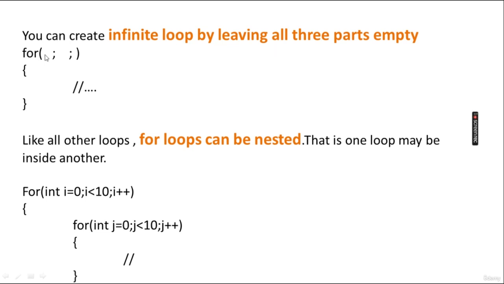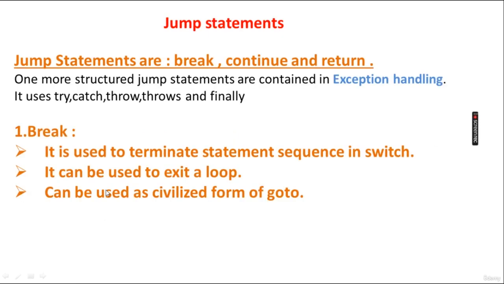For this part is empty, this part is empty, and this part is also empty. Like all other loops, for loops can be nested. You can have one for loop inside another for loop. That is, one loop may be inside another.